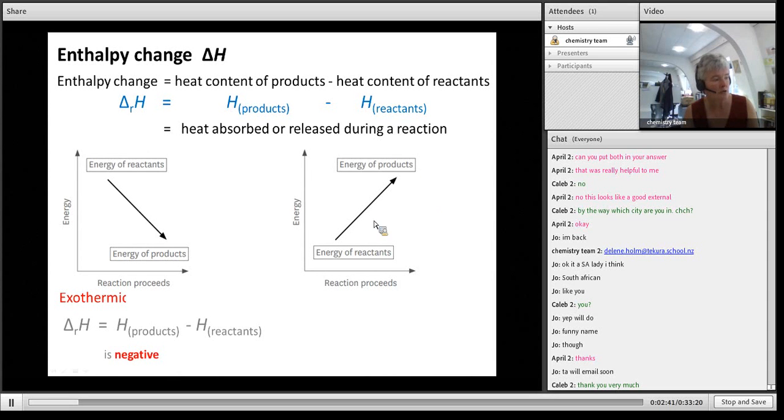So if it's exothermic, heat is given off, the reaction has lost that heat, so it's a negative. And endothermic, the reaction has had to gain that heat from elsewhere, from the surroundings, so that's a positive value.